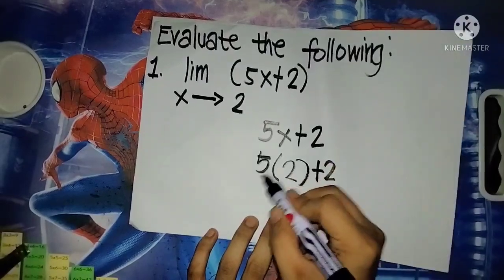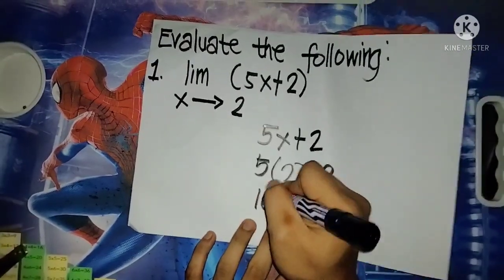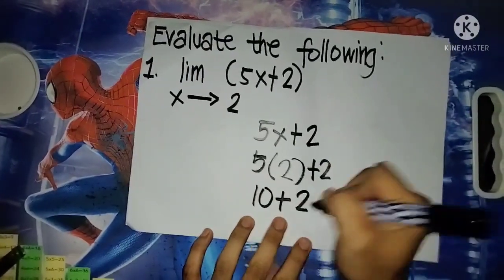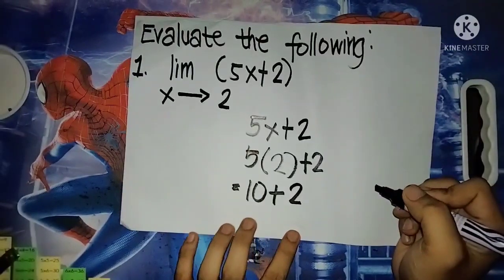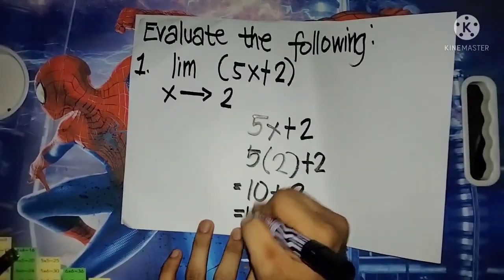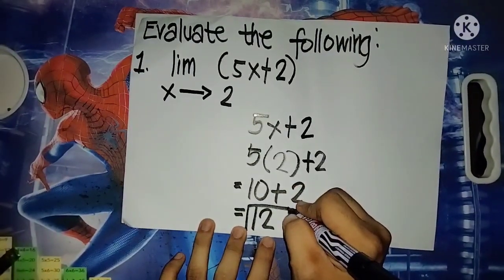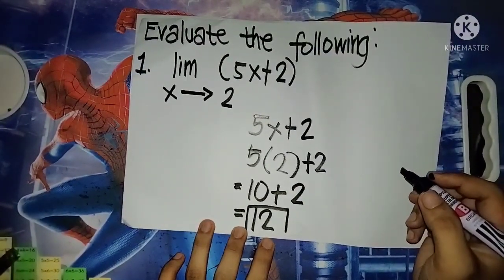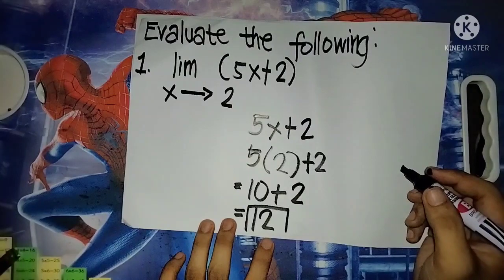So 5 times 2 is equal to 10, plus 2. Then 10 plus 2 is equal to 12. So our limit of 5x plus 2 as x approaches 2 is 12.